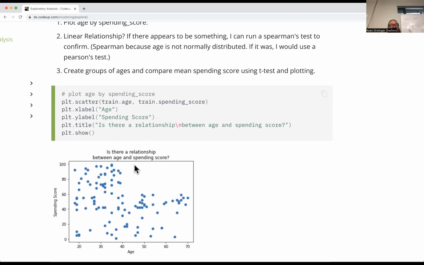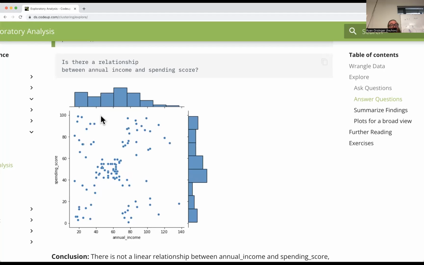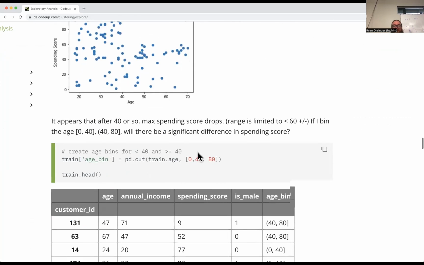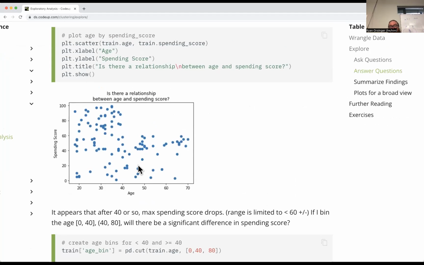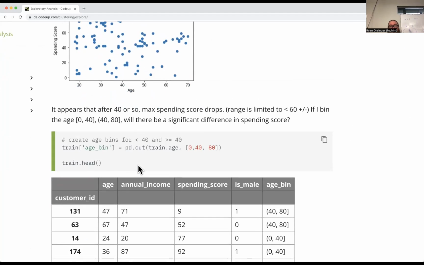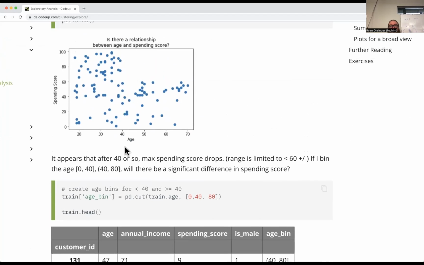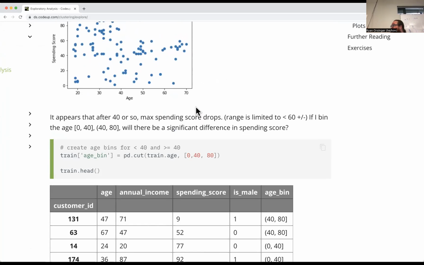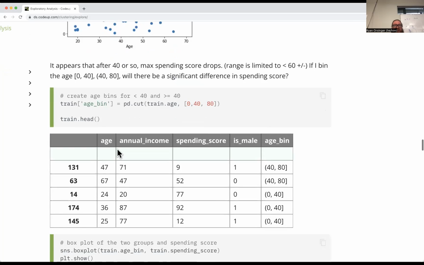But we no longer have that X. We no longer have that checkerboard, right? So this tells us, well, maybe there's something else going on. There's something identifiable going on around the 40s, right? We no longer have those super high spending scores. They max out at 60, not even 60. So what if we were to make some bins, right? 0 through 40, 40 through 80, and see what we've got here.